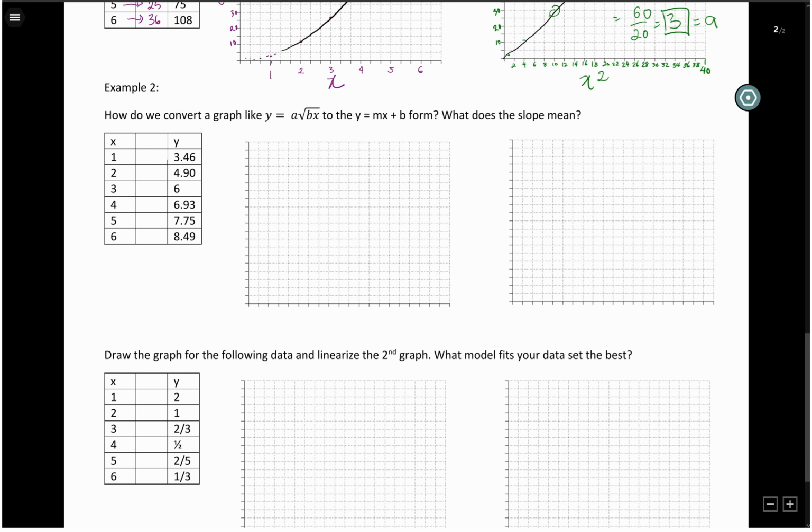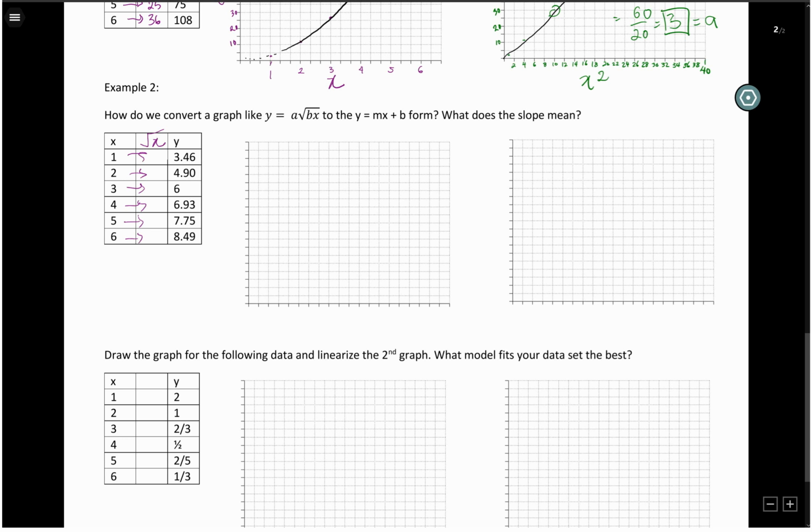Think about this. I'm giving you the equation. Take a look at the x. If x is under the square root, what do you think you should do with your x's before you graph them and linearize your graph? If you were thinking of taking the square root of your x values, then you are correct.